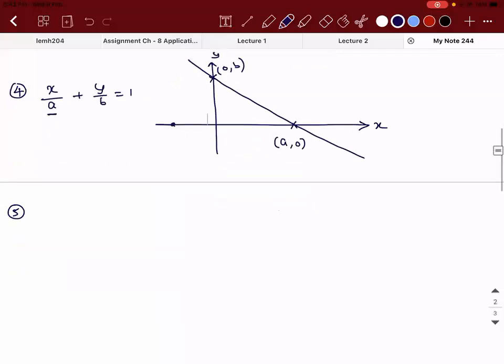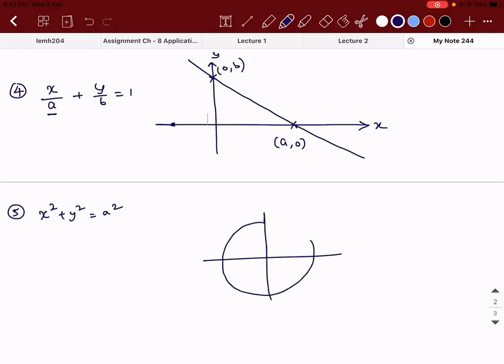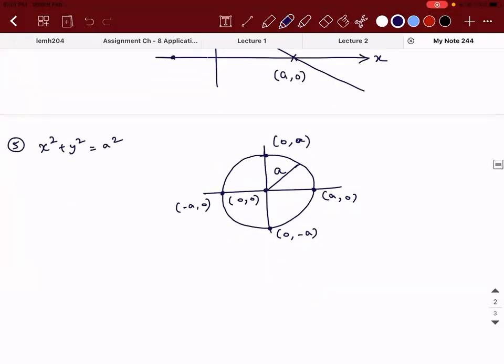Next is about circles. X square plus y square is equal to a square is what? It is a circle with the center as origin and the radius is a. So this point is 0 comma 0, this point is a comma 0, this point is 0 comma a, this point is 0 comma minus a, and this point is minus a comma 0. Right? Sixth.